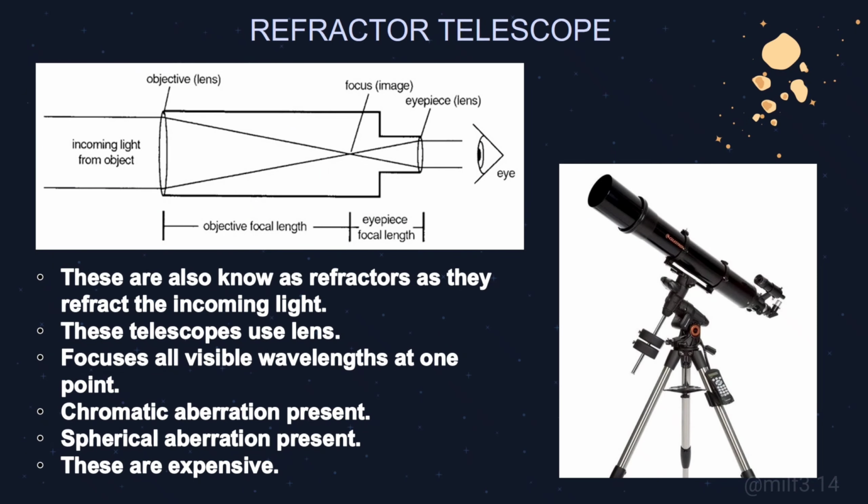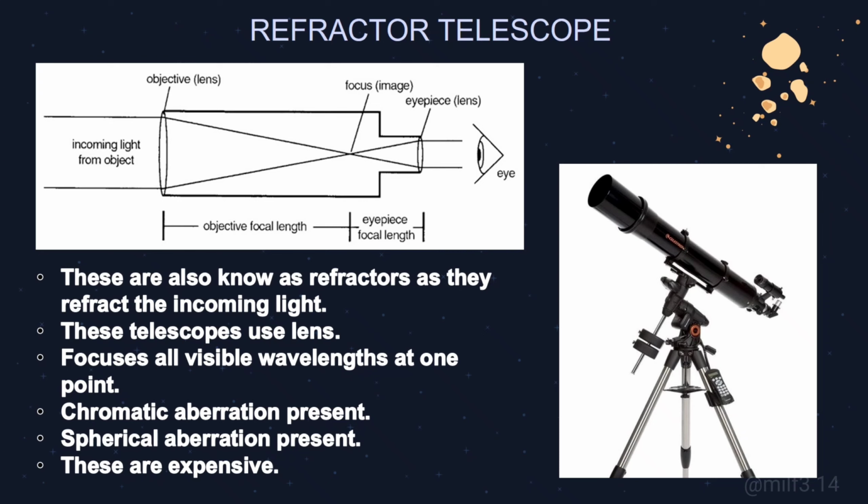Now we will see refractor telescopes or refracting telescopes. These are called refractors because they refract, bend the incoming light. This telescope uses a lens. The lens at the objective bends the incoming light and focuses at one point, and from that point the eyepiece magnifies the light, creating a virtual, magnified and erect image. This telescope was first invented by Hans Lippershey in 1608.